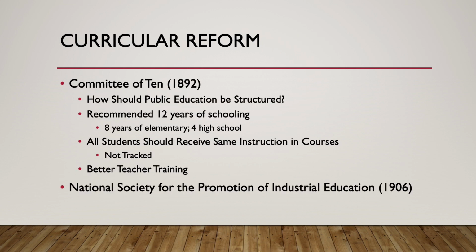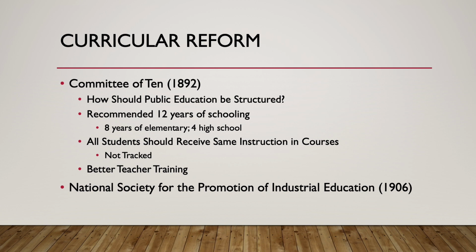In the idea of curricular reform, one group that stands out is the Committee of 10. They wanted to see how public education should be structured, and this is where that idea of 12 years of schooling developed, and that all students should receive the same course of instruction. So they were against tracking. They said, everybody, doesn't matter where you're going to be working after school, you needed to have some basic instruction and some exposure to the classics, maybe not so much on the classical languages. And in fact, there were pathways you could choose not to focus on Greek and Latin, but to do a little bit more practical instruction, but instruction that would get you through life. And they also emphasized the need for better teacher training.